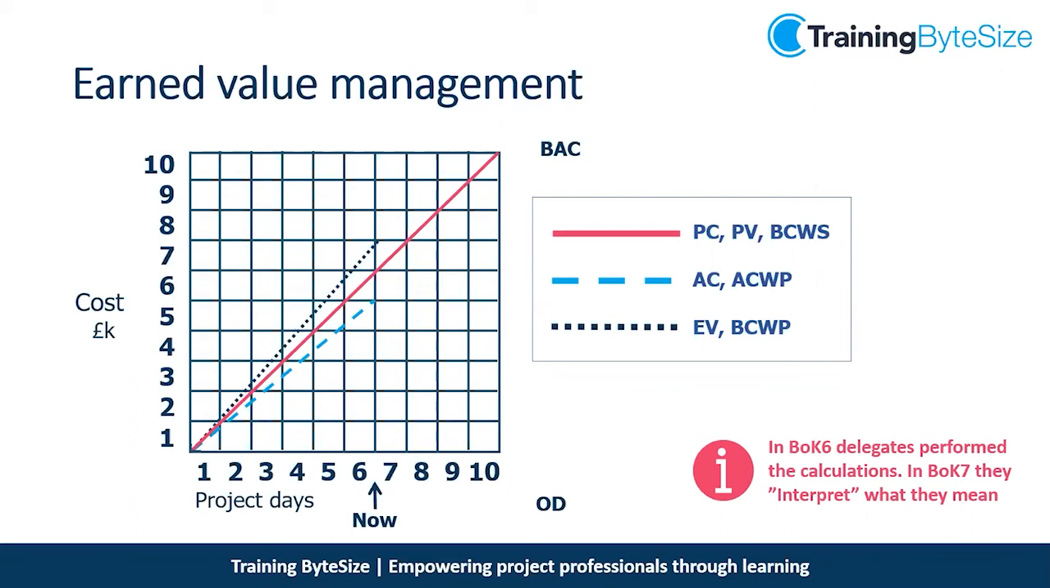Now the black dotted line is earned value, or budgeted cost of work performed, which is your BCWP. Earned value is how much value we have earned of our product. So in this instance, say we've earned £7,000 worth of our product when we planned to have earned only £6,000 worth of product. So we're actually ahead of schedule. We've earned more product than we planned to have at this point. We've also paid less for it. So this project is under budget and ahead of schedule.